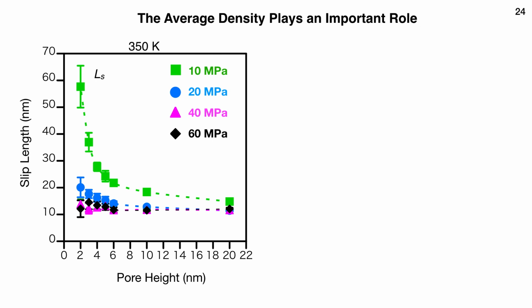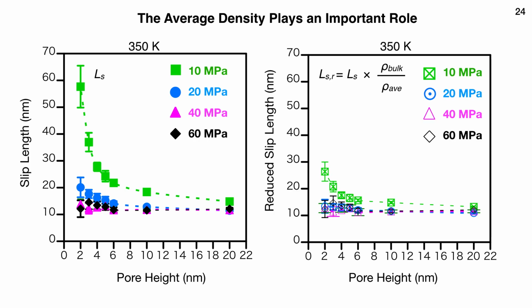As we discussed above, we use the flux to calculate the slip length, and in this case, the slip length is also related to the average density of the fluid in the pores. Therefore, to exclude the average density effect, we calculated the reduced slip length by rescaling the slip length using the ratio of bulk and average density of the fluids in the pore. We found that the reduced slip length is less dependent on the pore size under low pressure conditions, which means the average density plays an important role in the slip length increment for the small pore sizes and the low pressure conditions.